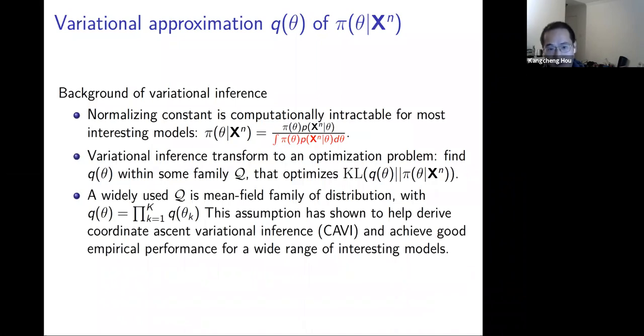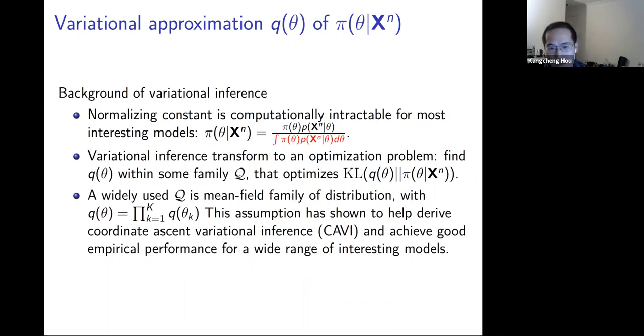Then we discuss the variational approximation Q theta of the true posterior. First we provide some background on variational inference. For most interesting models, the normalizing constant in the posterior is computationally intractable. Therefore, we need some kind of computational method to approximate the posterior.